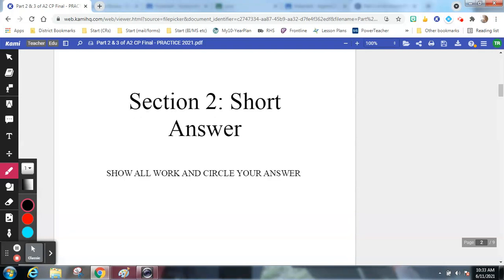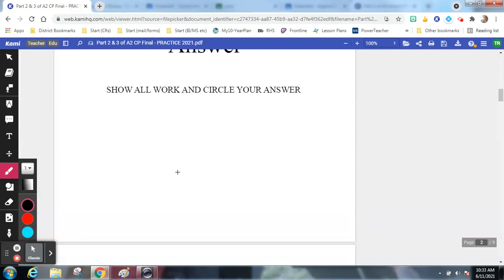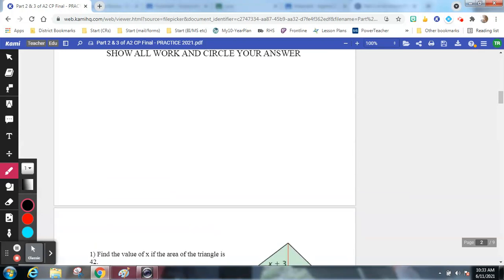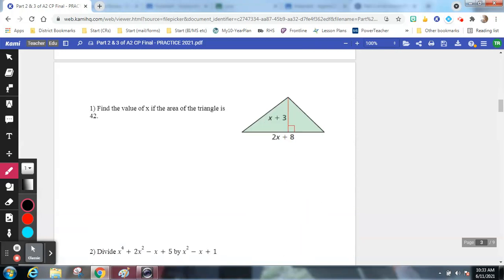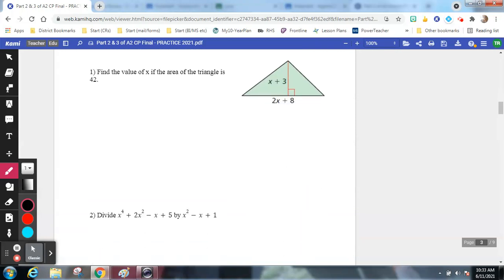Each of these questions will be a total of 30 points. And then the part 3, the longer ones, is a total of 40 points on the day of the final. So question 1 here says, find the value of x of the triangle if the area is 42.